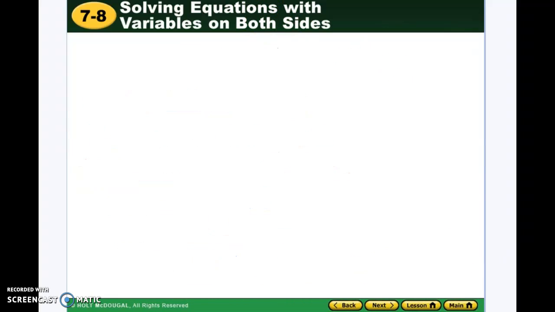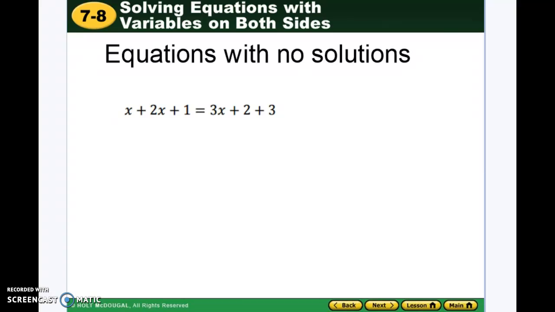Okay, next one. Alright, so here we are going to take a look at another case where we have no solution. Let's go ahead and simplify this one. On this side, we have x plus x plus x, which gives us 3x plus 1. And over here we have 2 and 3, we can put them together. We get 3x plus 5.